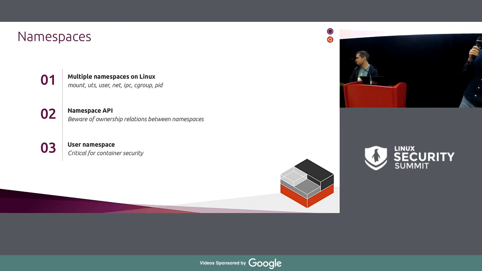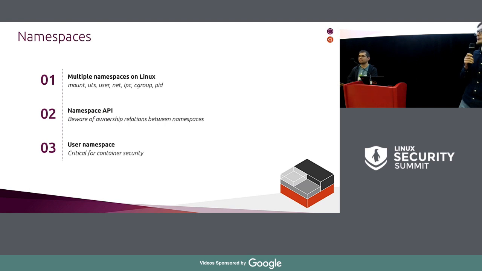But we have a bunch more. We have 7 so far, and I think there's 1, 2, 3, 4, 5, 6, 7. Oh, I can still count. But there is an 8th one coming up from the Creo corner of the world, the time namespace. The UTS namespace, obviously, as I said, isolates the host name.